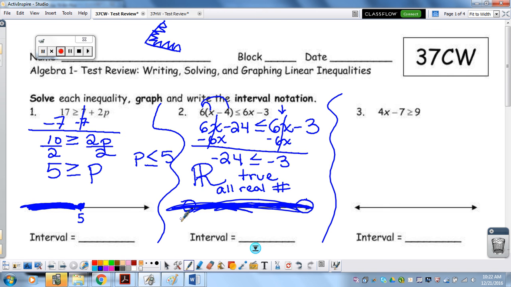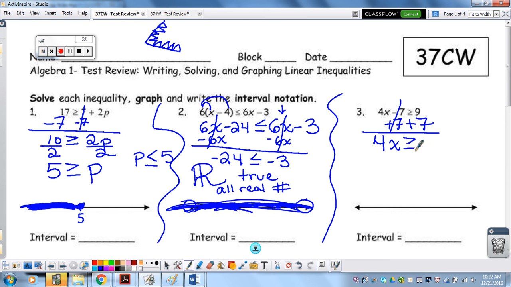Alright, number 3. I have 4x minus 7 is greater than or equal to 9. Your main goal is to isolate the variable. So we're going to move the 7 over. If you see, it's a negative. The opposite of a negative is a positive. Good job. What you do to one side, you got to do to the other.